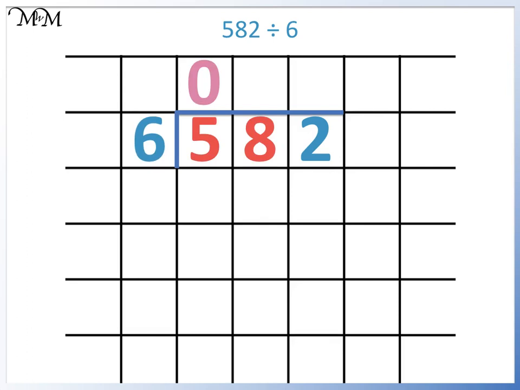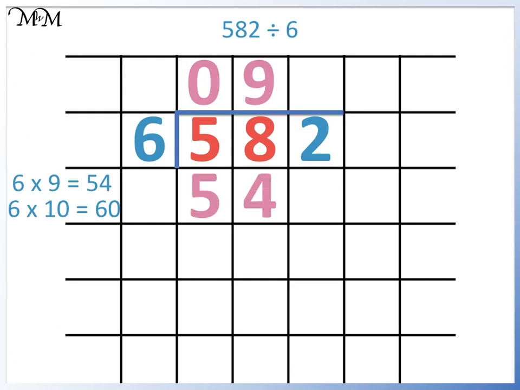From our times tables, we know that 6 times 9 equals 54, which is less than 58. And 6 times 10 equals 60, which is greater than 58. So 6 divides into 58 9 times, with a number left over. We said that 6 times 9 equals 54, so we write this underneath and subtract it from 58. 58 take away 54 equals 4.